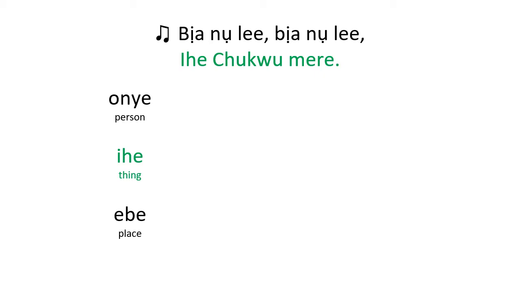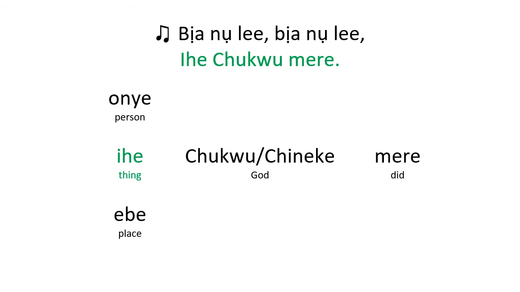A something, the something. Igbo doesn't have that, so ihe as it is in the song is the equivalent of the thing. Alright, so we already know Chukwu means God. Ihe Chukwu mere, the thing God did. Mere comes from ime, to do.